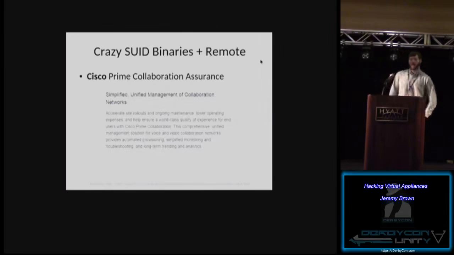All right, the next one, Prime Collaboration Assurance. I know there are a lot of Cisco Prime virtual appliances, and I know you're going to get them mixed up, and frankly, there's nothing I can do about that. I can't change the names, but you can look at the slides later if you're interested in which bugs pertain to particular ones.